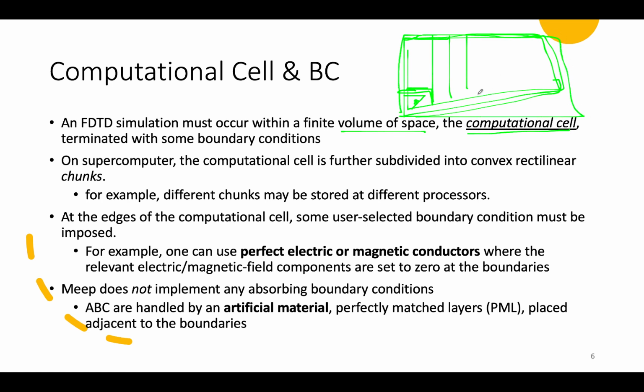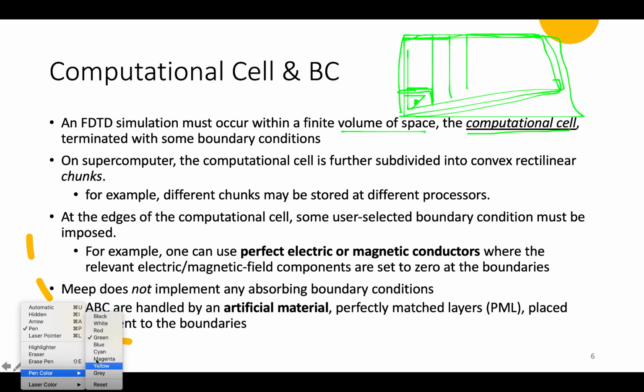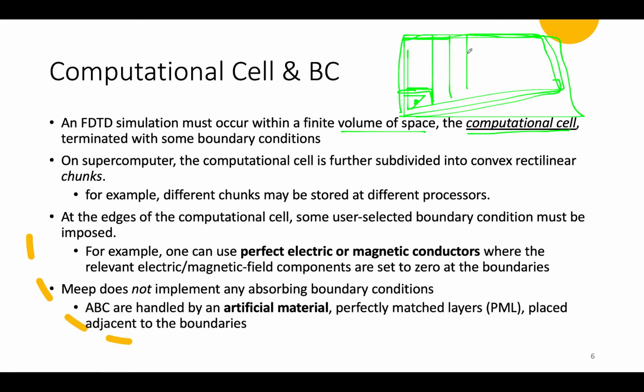On a supercomputer, when we're using parallel computing, the computational cell, or the simulation domain, is divided into big rectilinear chunks. So for instance, let's assume that we have 4 processors, right? And this is our simulation domain. We can divide it into 4 big chunks: chunk 1, chunk 2, chunk 3, and chunk 4.